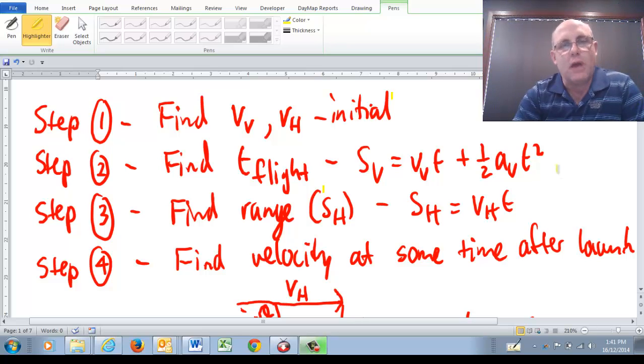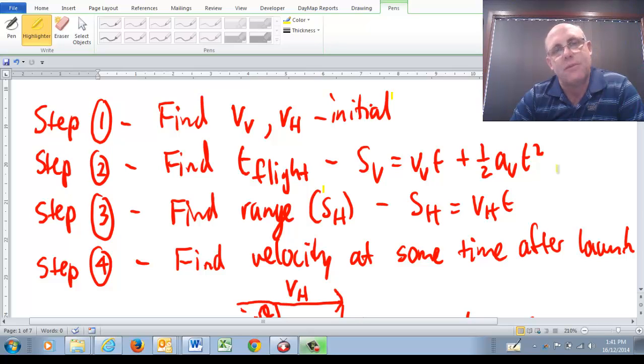Today we're just going to refresh our minds about what we have to do in these sorts of questions. A typical projectile motion question has a number of steps to go through. Not always does it ask you to do this, but generally the first step is to find the vertical and the horizontal initial components of velocity.